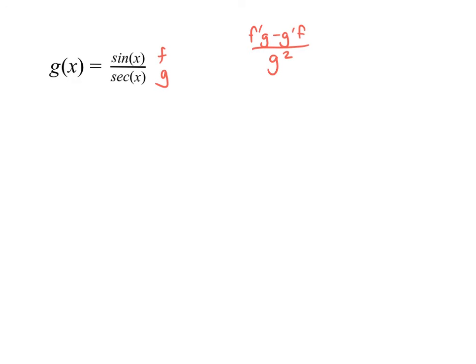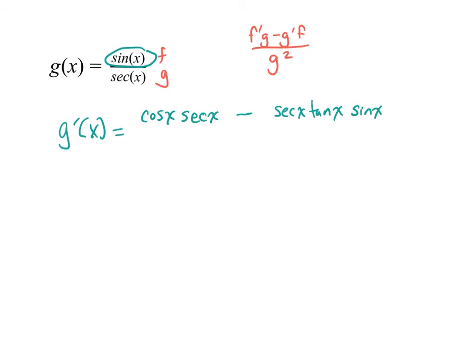So if I want to do the derivative, g prime of x, it's going to be the derivative of f, and the derivative of sine is, of course, just cosine x times g. Now g is this secant x, so that's secant x. That's interesting. Minus g prime. Now the derivative of secant is secant x tangent x times the first function, which is sine of x. So that's kind of a mess. All over secant x squared.